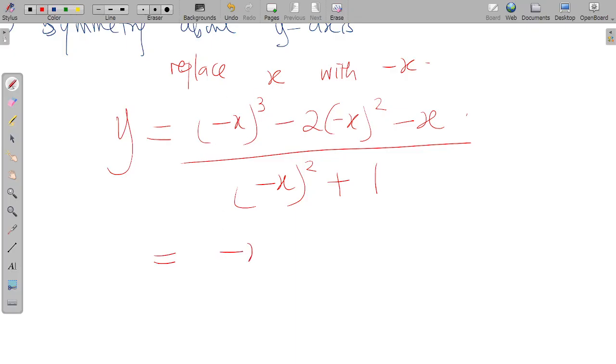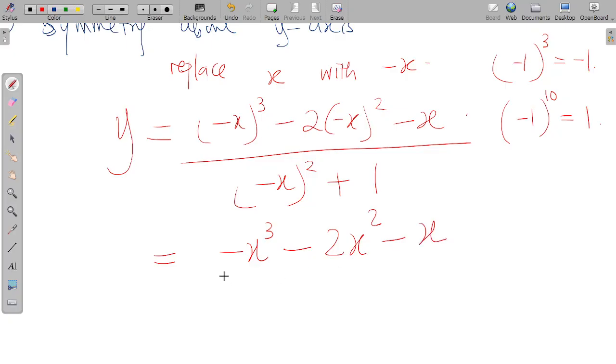This one gives us negative x cubed, because negative 1 raised to an odd power gives us negative 1. But negative 1 raised to an even power, either 2 or 4 or 10, will give us positive 1. So this one gives us negative x raised to power 3. This one gives us negative 2x squared. This one remains negative, all over this one gives us positive, plus 1.